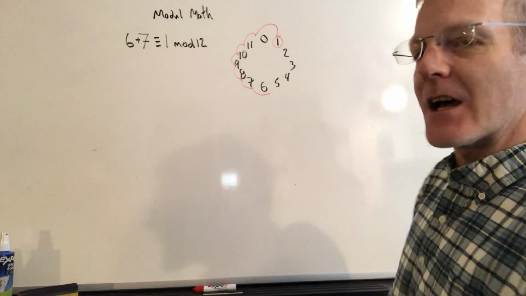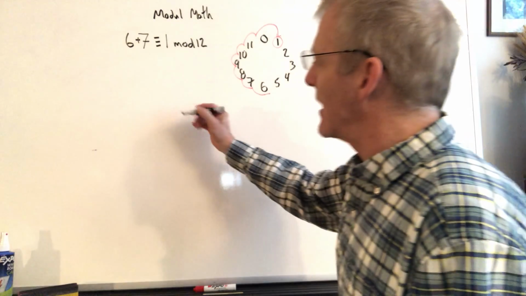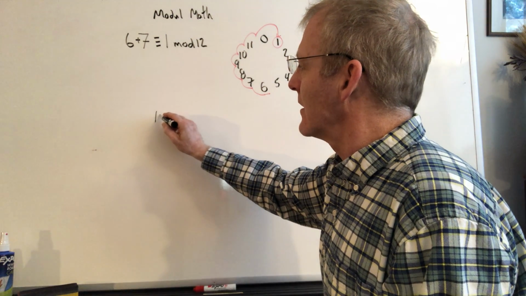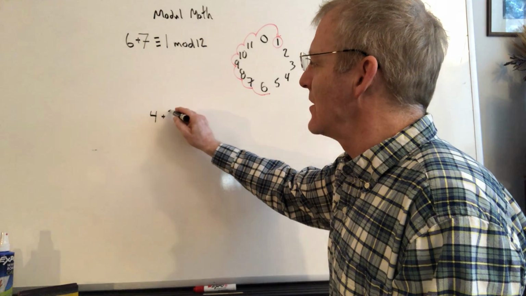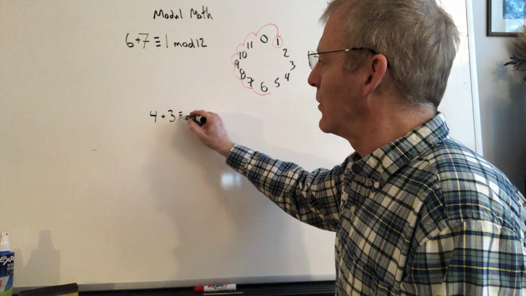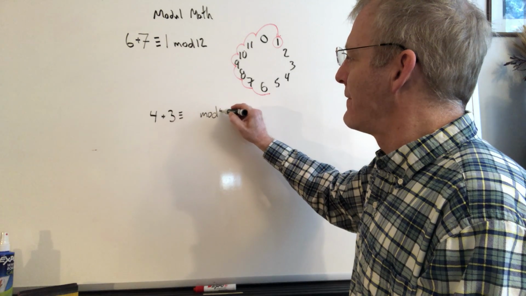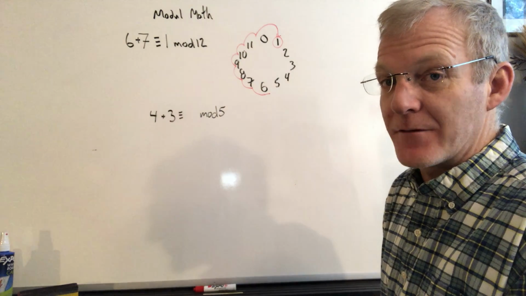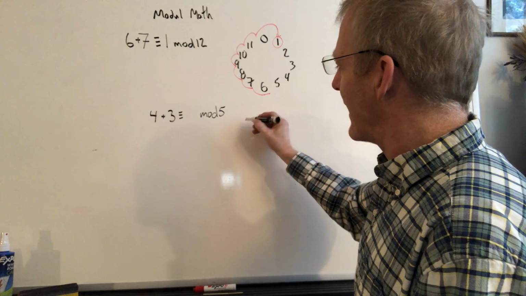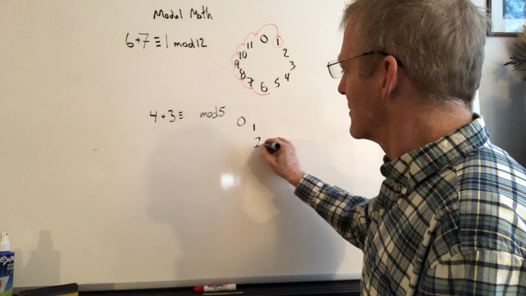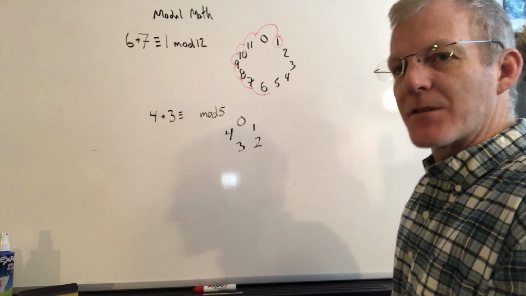Now, here's the other thing we can do. We can count it around like this, and we can change the mod. So I could say, what is something like, let's make it a little bigger, let's make it 4 plus 3. What is that equivalent to in mod 5? Now, in mod 5, we have to realize we're going to use the numbers 0 through 4. So let's go ahead and draw that. 0, 1, 2, 3, 4. There's your mod 5 from 0 to 4.